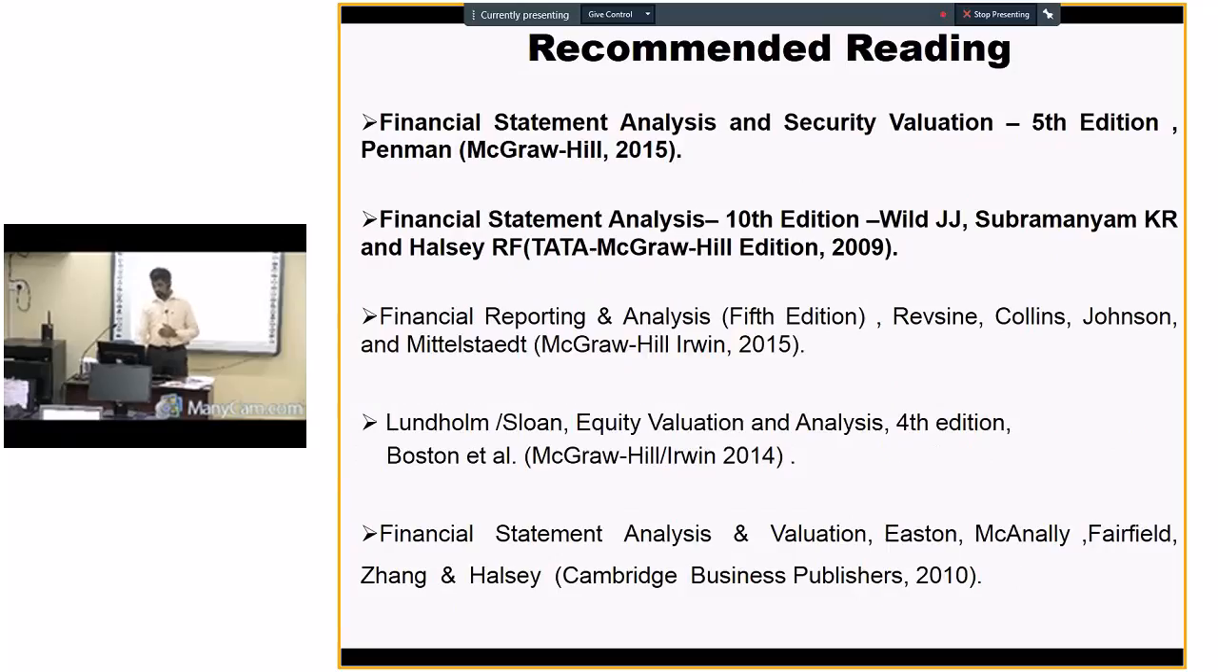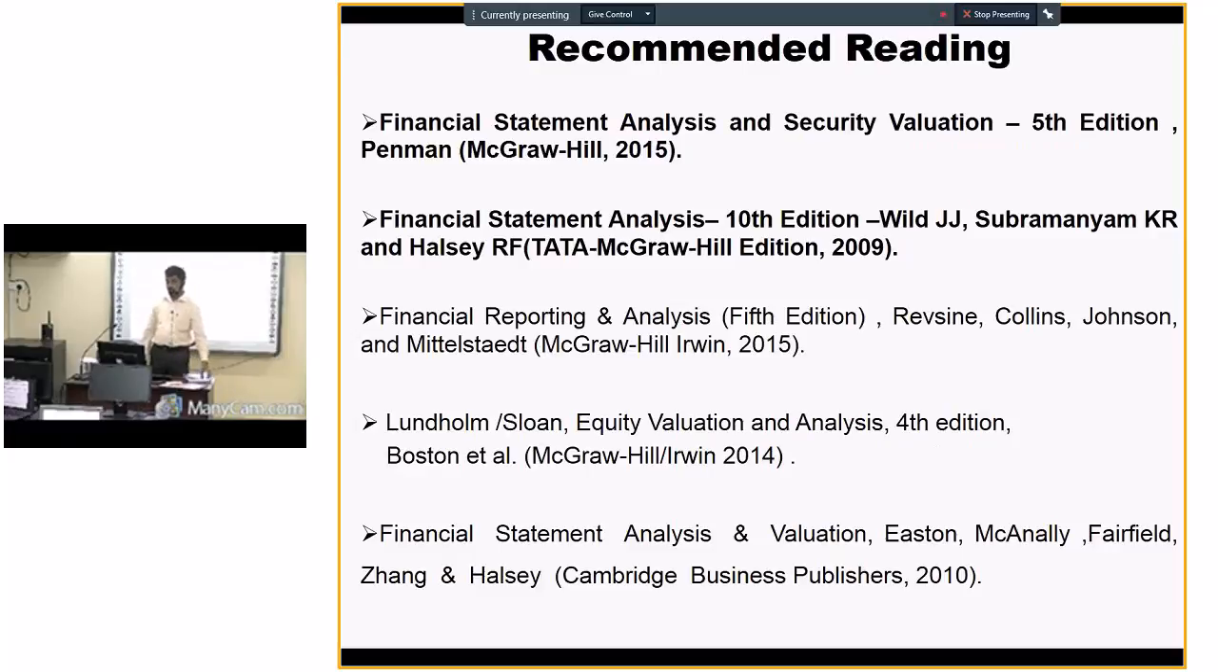Right, that is the course content and schedule. These are the recommended reading. You can see Financial Statement Analysis and Security Valuation. Then there are a number of books here. This is the fourth edition. Now we can see the fifth edition, 2015. This is from Stephen Penman.